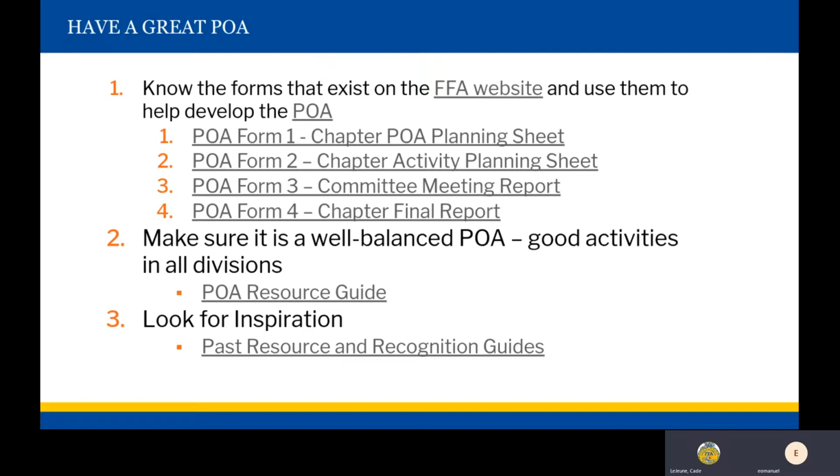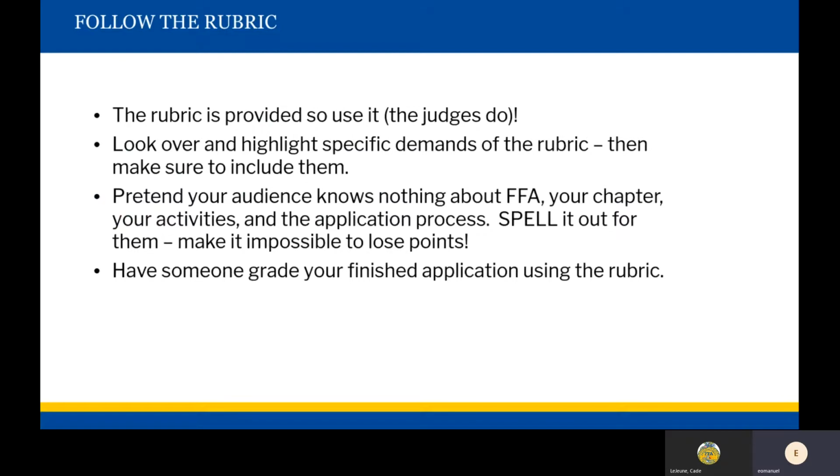Okay, cool. So moving on from the POA, when you start to look at the actual application itself, you want to follow the rubric. I'll show you on the next few slides the wording that's in the rubric. It's given to you. It's on the National FFA website, and I'm pretty sure it's on our state website as well. The judges, when they are looking at applications, are looking at your application and at the rubric, and they are saying, does it check this box? Does it check this box? They're looking at the high points and saying, does it meet this criteria?